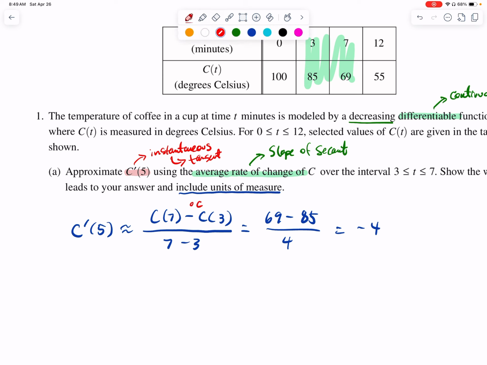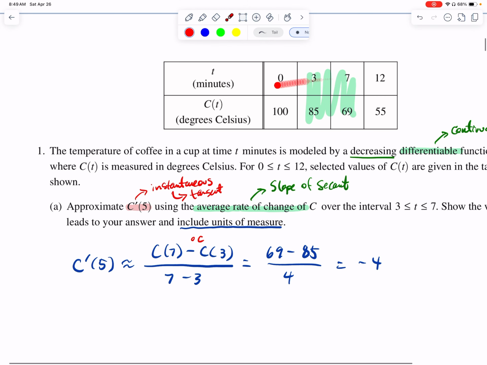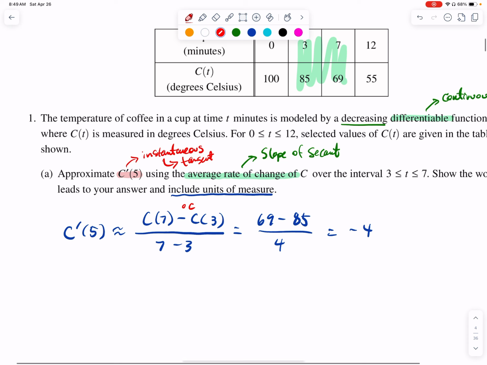So degrees Celsius. And then on the bottom, we're dividing it by the 7 and the 3, which of course are our x values, our t values here. So that's in minutes. So I know that this should be in degrees Celsius per minute. And that should do it.